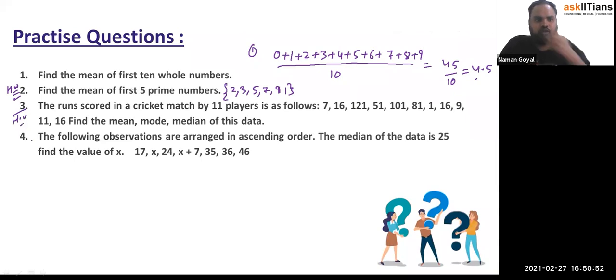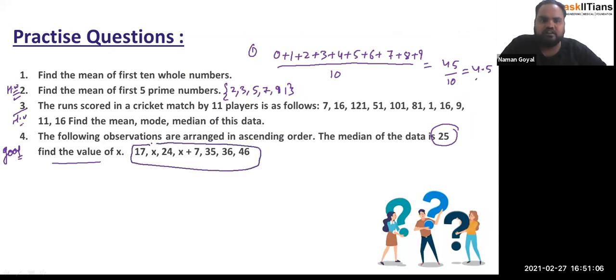Now the following observations are arranged in ascending order. The median of this data is 25. Then find the value of x. This is a good question. Now see, the data is already in ascending order, right? So the data is 17, x, 24, x plus 7, 35, 36, 46.